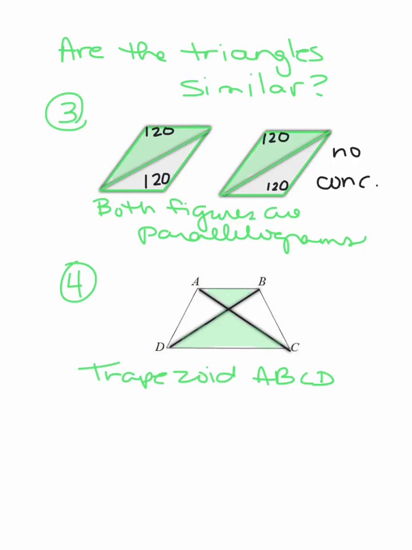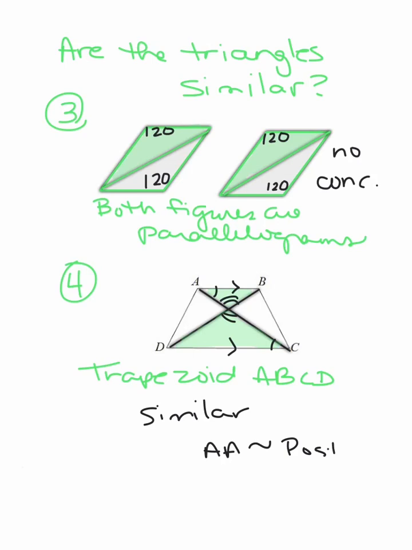In number 4, I have a trapezoid, and I know that the bases of trapezoids are parallel, so I can say angle BAC is congruent to angle DCA because they're alternate interior angles. I can say that these angles here are vertical angles, so they're congruent. So I actually can say that these triangles are similar, the shaded ones, because of the angle-angle similarity postulate.